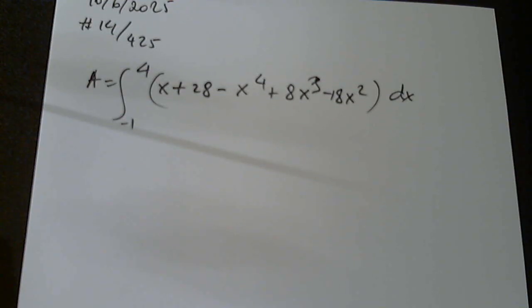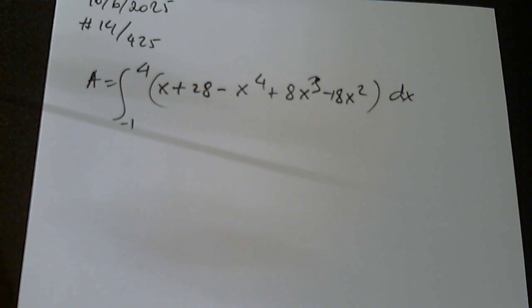So again, problem 14 on page 425. We're asked to find the shaded area. And you see the shaded area is between x equals -1 and x equals 4. So that's why the integral is from -1 to 4.